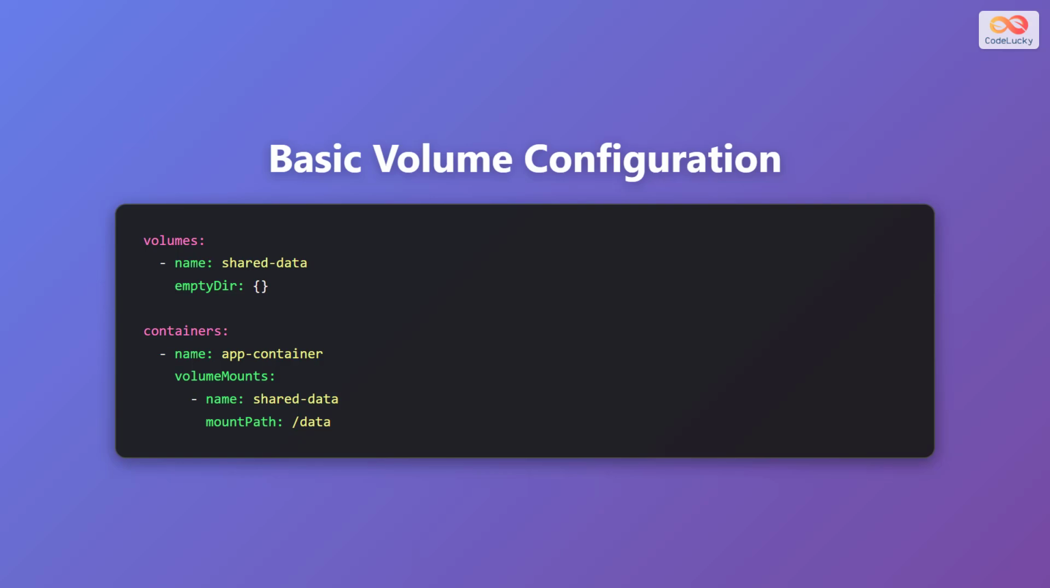In the Containers section, we configure the volume mount. We specify that the app-container should mount the shared-data volume at the mount path /data. This means the container will see the volume contents as a directory at /data. Any data written to this path will be accessible to other containers in the pod that also mount this volume. This simple pattern forms the foundation of volume usage in Kubernetes.